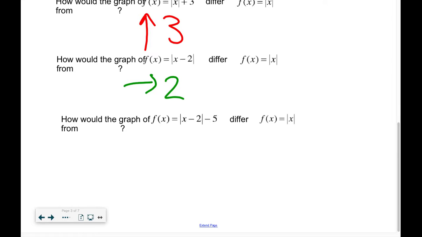Alright, Jay, you got this one? Right 2, down 5. You guys agree? Hope so. I wrote it already. What happened to my 2? Nice. Right 2, down 5. Alright. How are you feeling? Fine. Good.